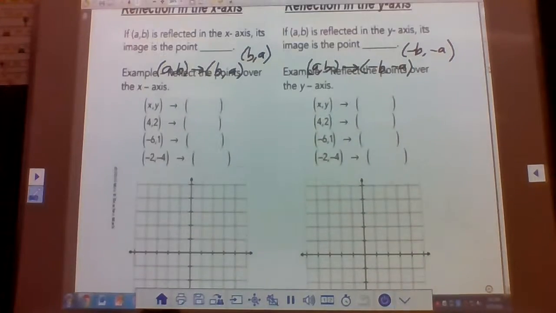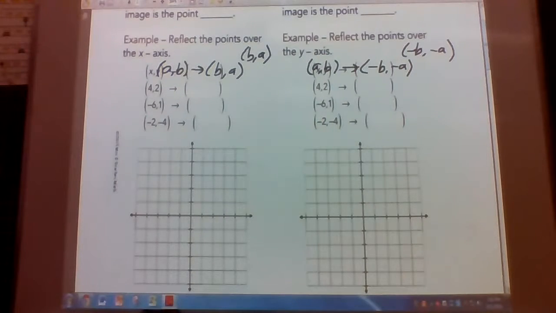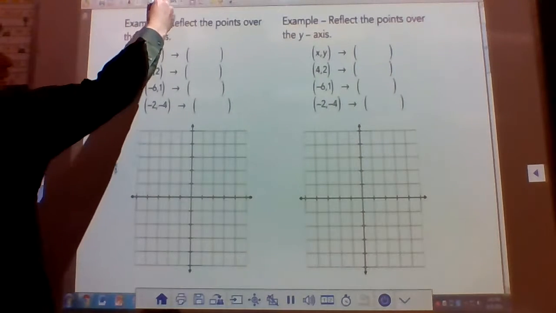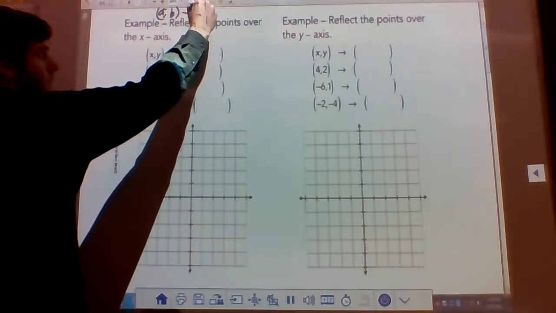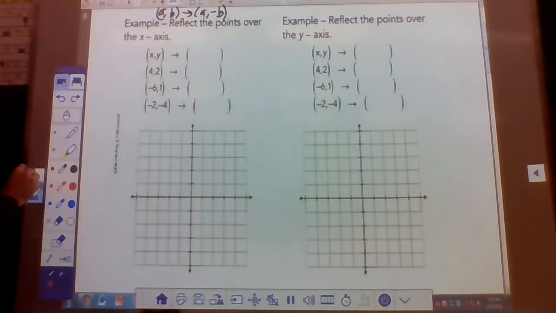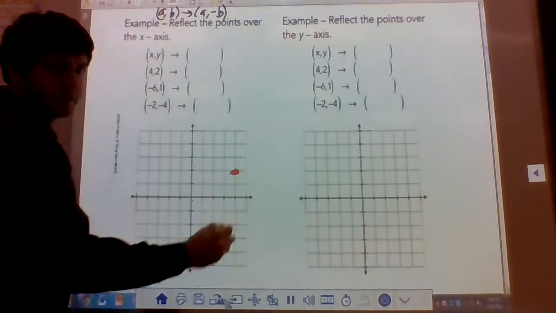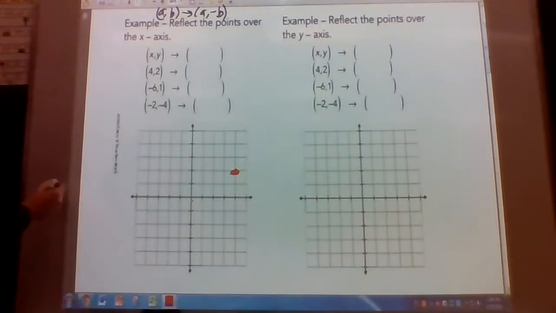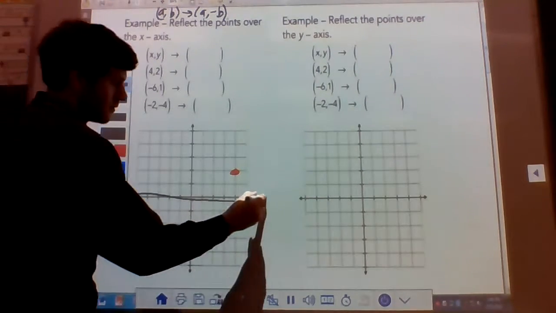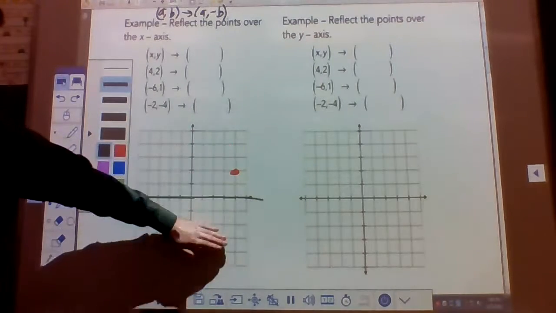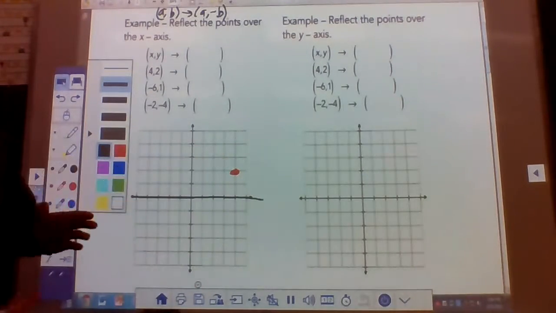Let's go back to the first one, reflecting over the x-axis. I'm going to write the rule up top here. If you remember, (A, B) goes to (A, negative B) when we're reflecting across the x-axis. The first point we have here is (4, 2), so that's this point here in red. The idea of reflecting is that we're going to be flipping it over the x-axis. This is our x-axis right here. We're going to be flipping it over, reflecting it over the x-axis.